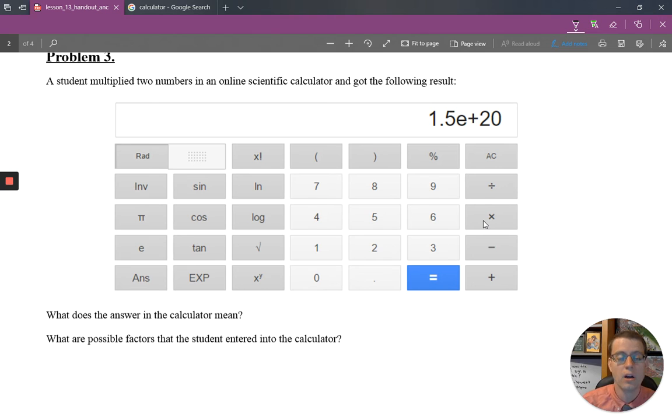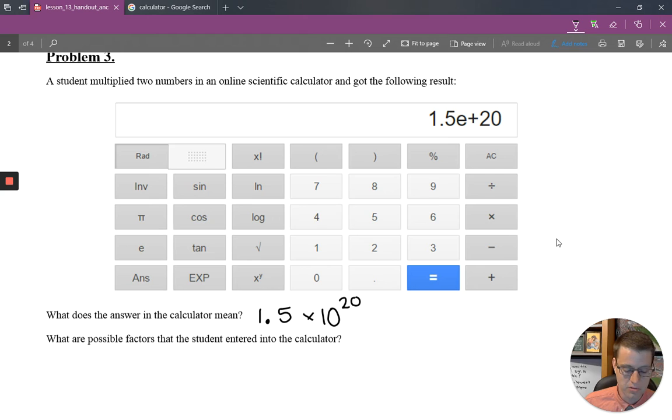Problem 3. A student multiplied 2 numbers in an online scientific calculator and got the following result: 1.5e plus 20. What does this answer in the calculator mean? What are possible factors that the student entered into the calculator? Well, what this really means is it's a big number, obviously, but it translates to 1.5 times 10 to the 20th.